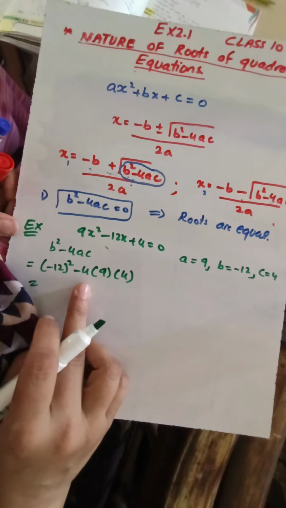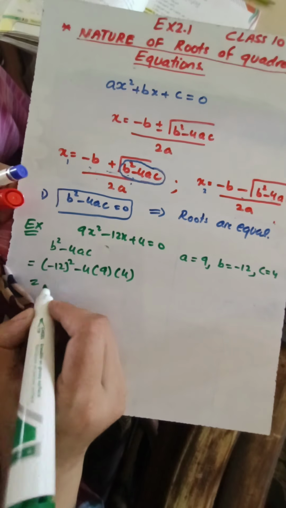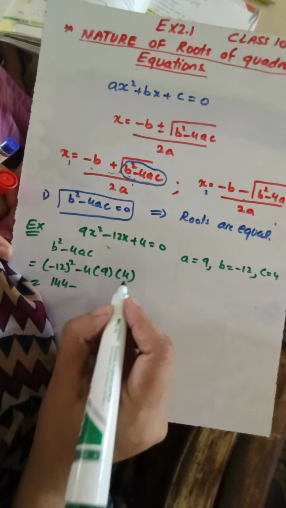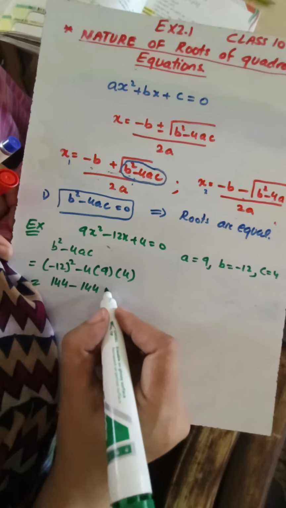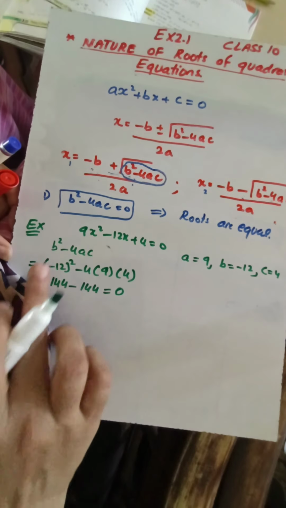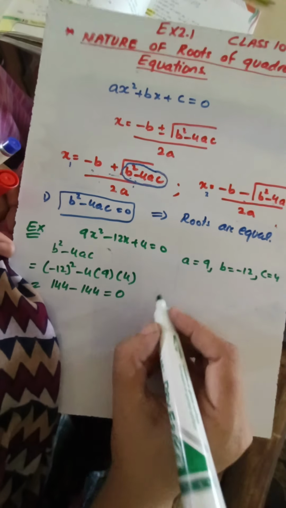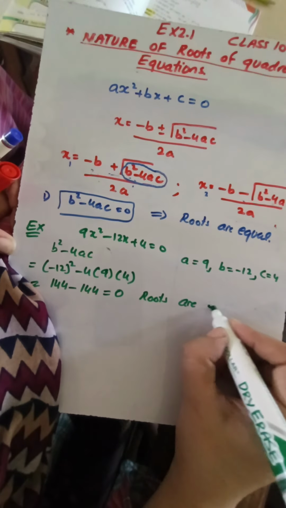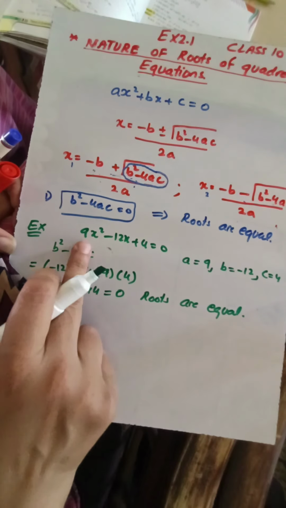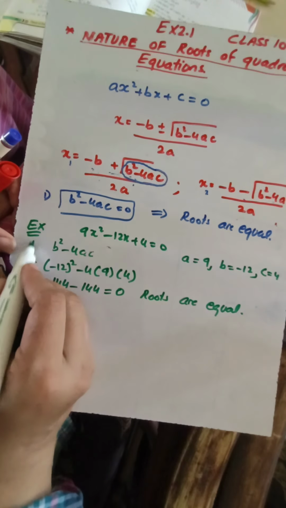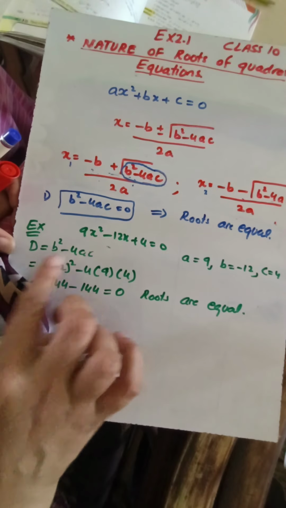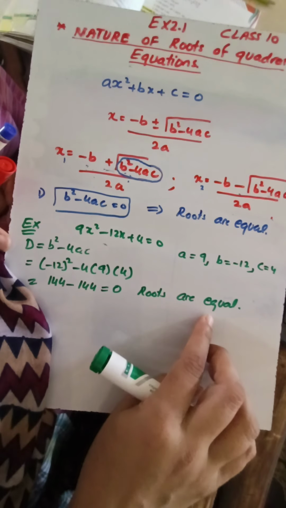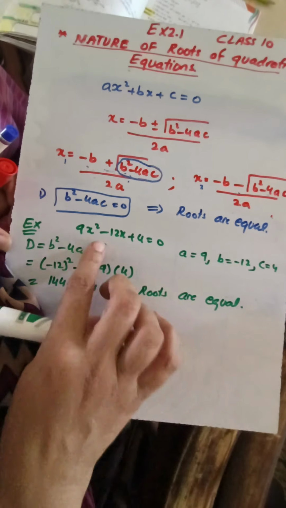Now if I calculate this by using a calculator, it will be equal to 144 minus 144, and the answer will be equal to 0. So as the discriminant is equal to 0, we will say that the roots are equal. Okay, this was the equation. We calculated the discriminant, let me denote it by d, and as the discriminant came out to be equal to 0, we can say that the roots of this quadratic equation are going to be equal.